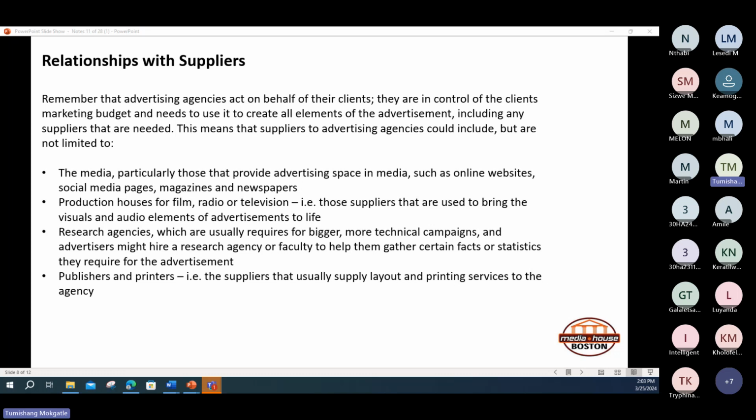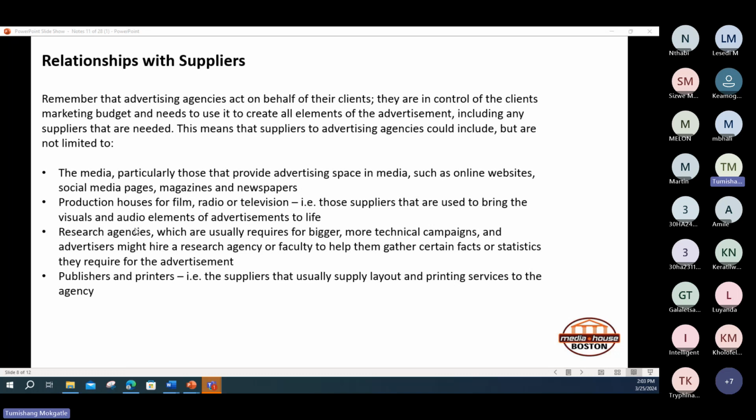So these are typical examples of suppliers here. Social media, particularly those that provide advertising space in the media, such as online websites, social media pages, magazines, newspapers. So these are publications, all right, publishers. Production houses, this is your radio, your television. If maybe we're saying that, okay, fine, these noodles, we want to have a television advert or a radio jingle, we need to go to production houses.